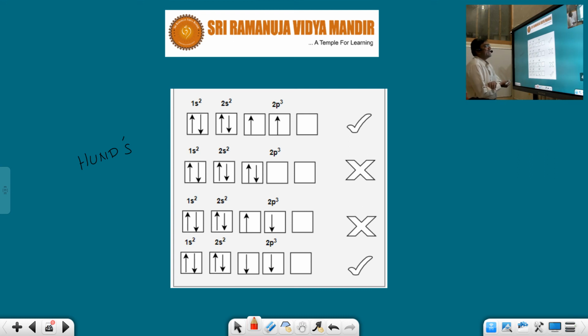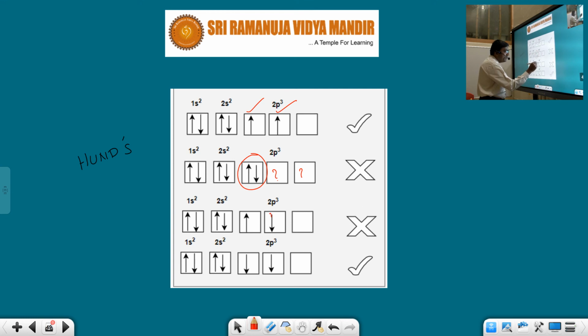So Hund's rule. In which case is Hund's rule violated, students? Very simple. This is fine. And here pairing takes place without being singly filled. It is here singly filled. It is not singly filled. Agreed? Now the next one you see.